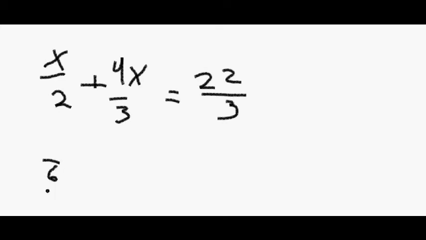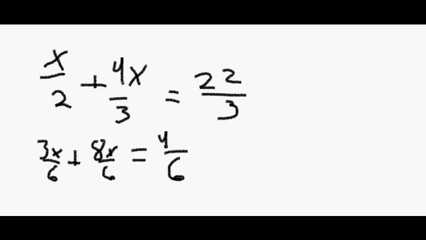Alright. 2 goes into 6 3 times. 3 times x is 3x. Alright. Same thing. Next one, 6. 3 goes into 6 2 times. 2 times 4 is 8x. Equals 6. 2 times 22 is 44.